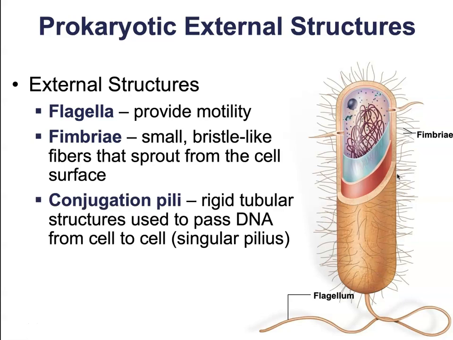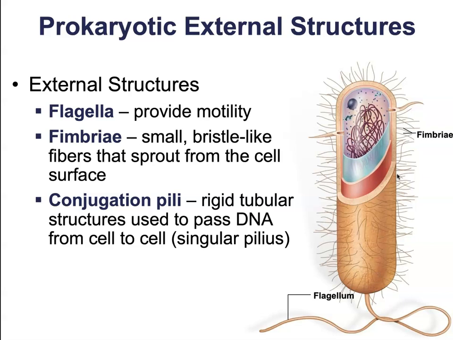And then finally, there's going to be the conjugation pili. The conjugation pili is going to be a rigid tubular structure that is used to pass DNA from cell to cell. A singular form of that would be called a pilus. Now, as we have mentioned very briefly in chapter 1, there are some organisms that reproduce asexually. They don't actually share or swap genetic information in order to reproduce. And a great example of that would be prokaryotes. Prokaryotes do reproduce asexually, but even though they reproduce asexually, they do have the ability to actually share DNA.